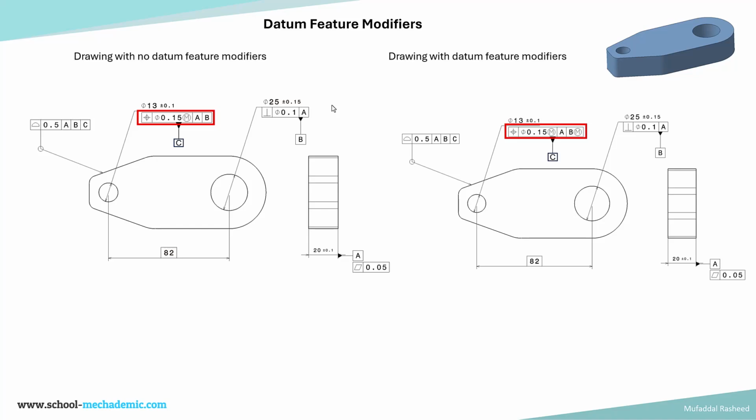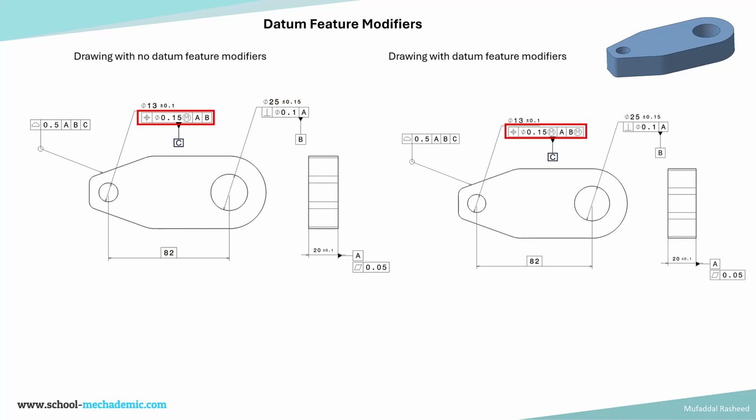In this video, we are going to explore datum feature modifiers. Now, these datum feature modifiers are a very important concept in GD&T. You can see them applied in all different types of industrial drawings, but they are often misunderstood and misapplied. So we'll understand what exactly they are, what is the meaning of the drawing when they are applied, and how they are different to no datum feature modifier.